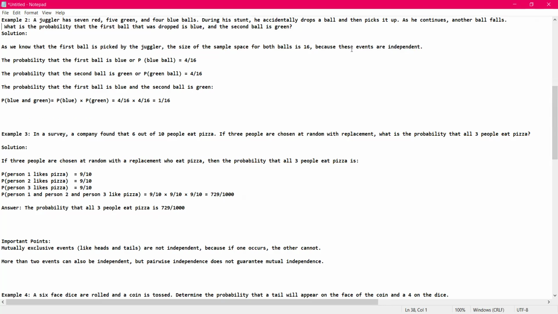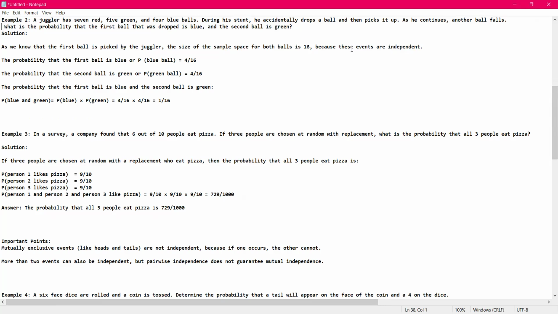Totally there are 16 balls. So the sample space size is 16. Next one. First we have to see the first ball that was dropped is blue. So we can see the probability that the first ball is blue. So how many blue balls are there? Four blue balls. So out of 16 we are taking blue balls.